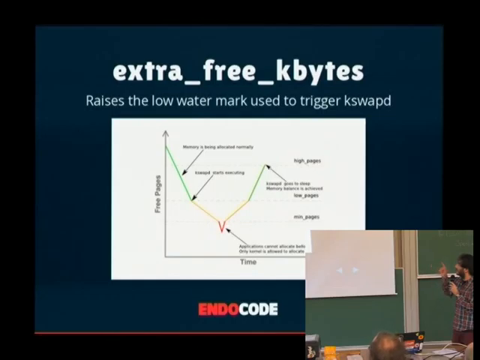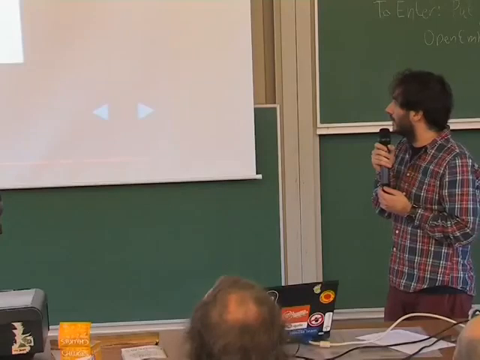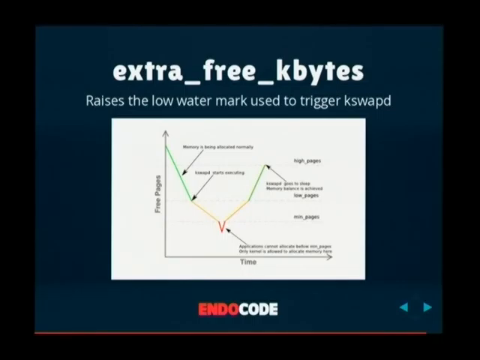Whereas this extra free kbytes feature is not in the upstream kernel. So I'm going to try to explain this graph. This is how the system looks when you're running out of low memory. You have these watermarks: high pages, low pages, min pages. When the memory goes below the low pages, the kernel will try to free pages with a daemon called kswapd. So you are getting into a danger zone, because if you get below the min pages, you cannot allocate more memory. Only the kernel can do this for its own purposes.